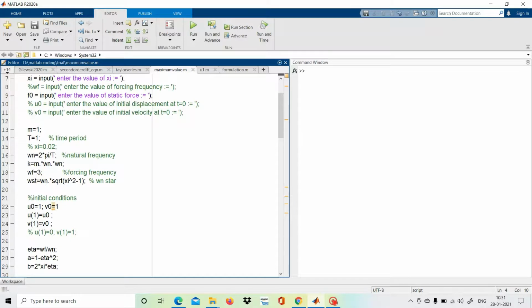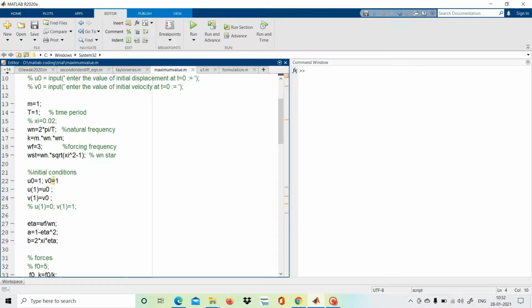And omega star, which is omega n into square root of xi square minus 1. The initial conditions are already given: u at t equals 0, u naught, equals 1, and v at t equals 0 is 1. Here we have written v for u dot naught, meaning u dot is the velocity. In the vector format, because it will store the displacement values, we will write u of 1 equals u naught and v of 1 equals v naught.